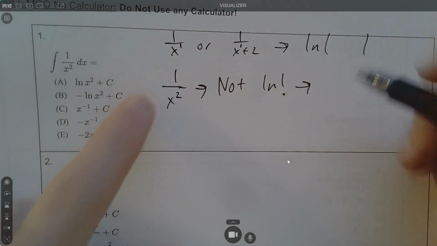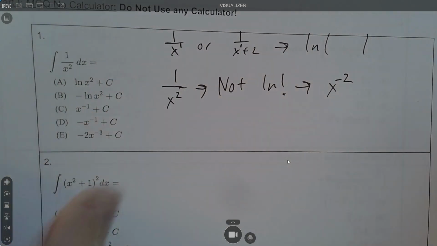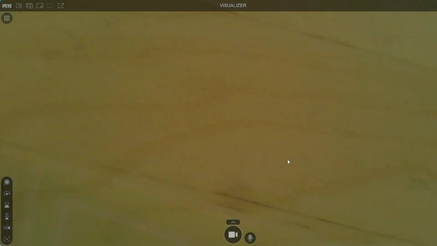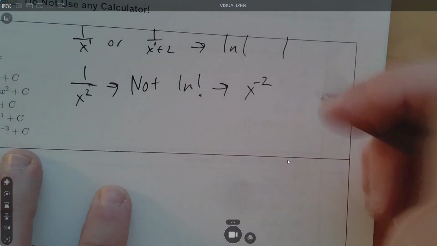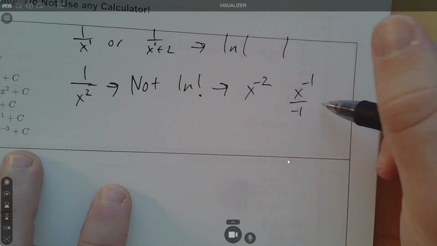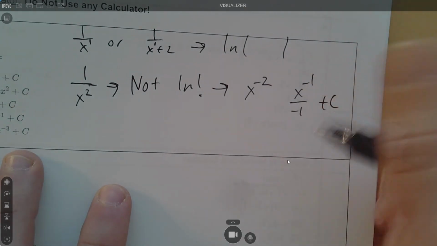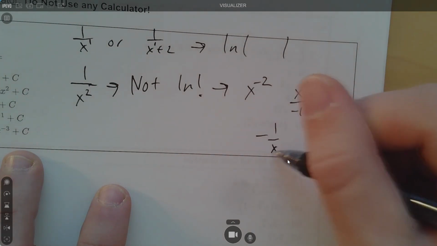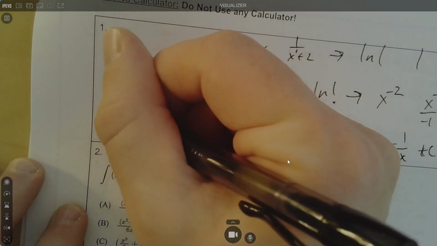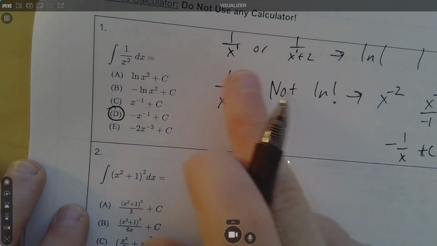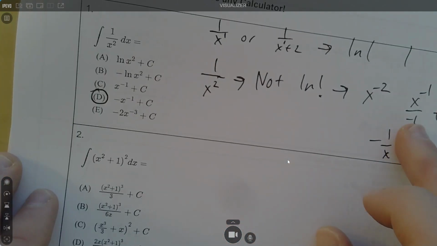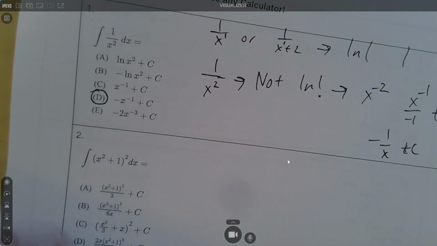So move that exponent up top to x to the negative second, and then we're going to use the reverse power rule. Negative 2 plus 1 is negative 1, so it would be x to the negative 1 over negative 1 plus c, which is the same as negative 1 over x plus c. But they give it to us in this form. Over here you can see negative x to the negative 1 plus c. That's it. If its power is the first power on the bottom, it's going to be ln. But if it's anything other than the first power, you got to do the reverse power rule. Bring that exponent to the top, and then integrate from there.